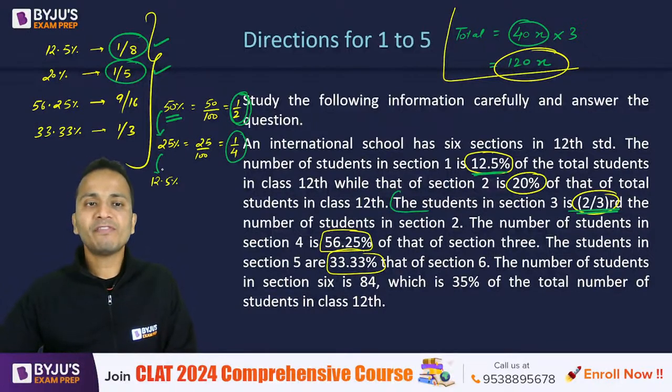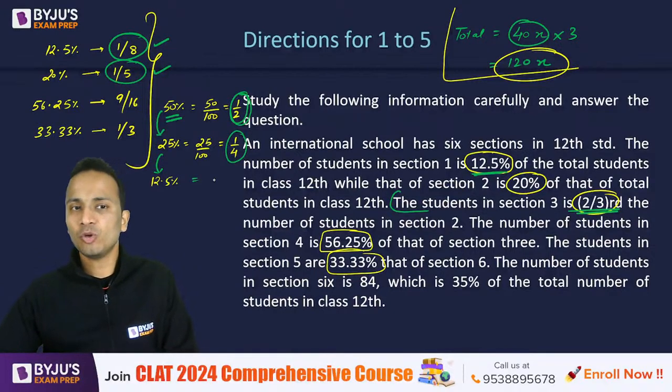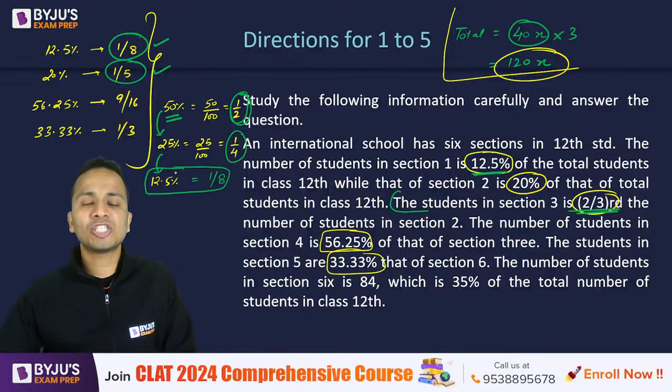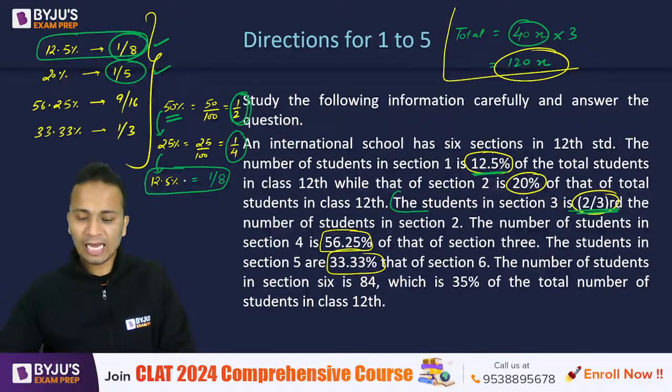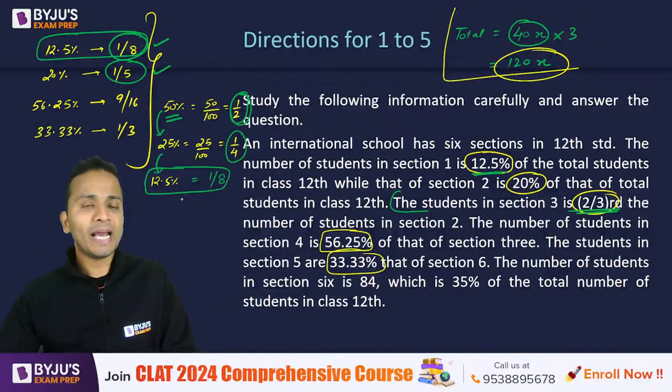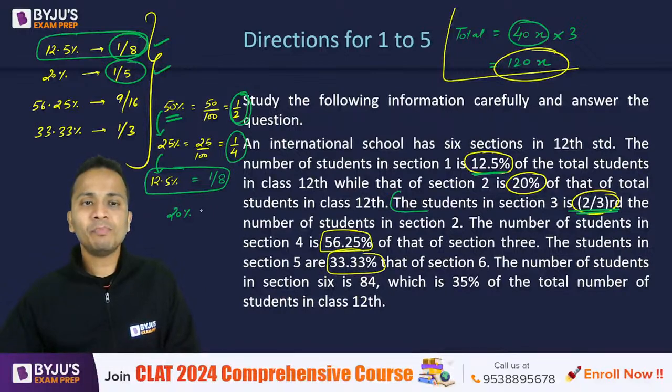Similarly, 12.5 is further half of 25. So if you divide 1 by 4 by 2, that will give you 1 by 8. So 1 by 8 is the fractional equivalent of 12.5. That is how I obtained 1 by 8 as the fraction. I hope I am clear, Varun. Similarly, 20% can be written as 20 upon 100 and that is equal to 1 upon 5.